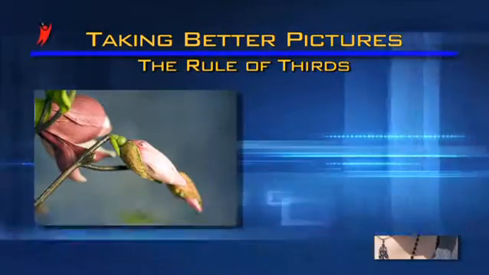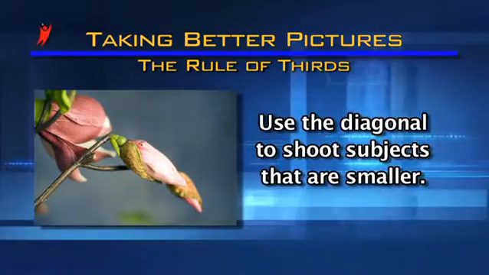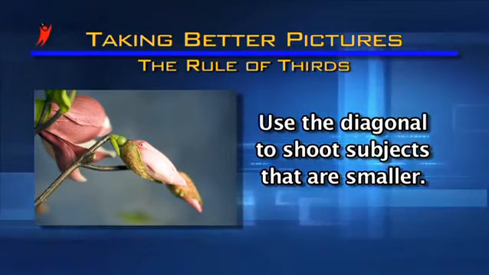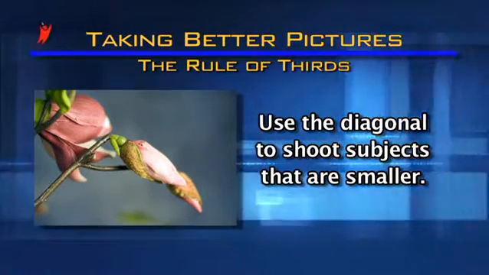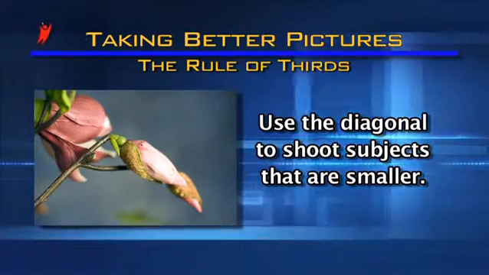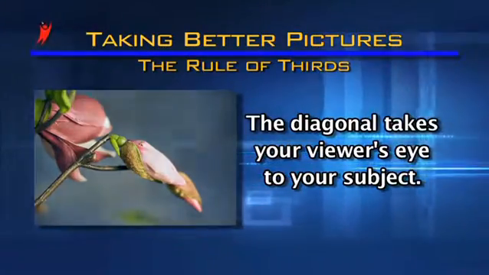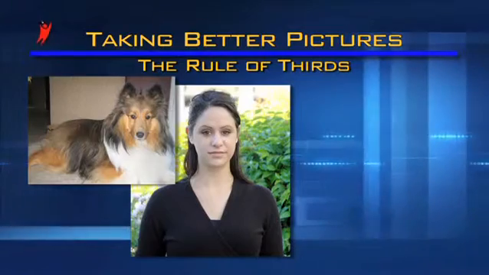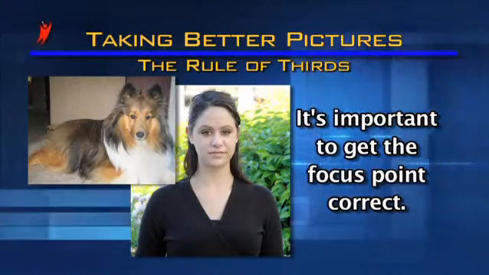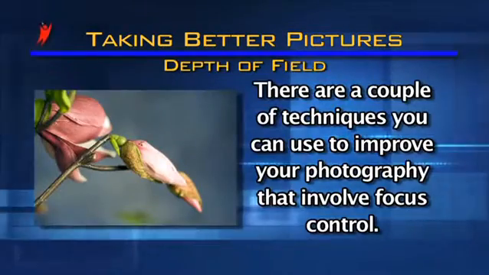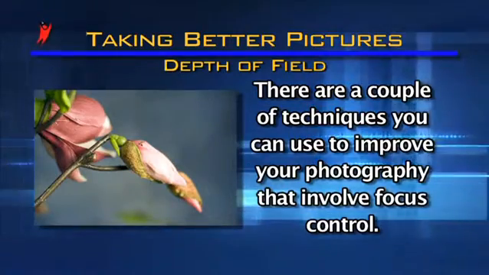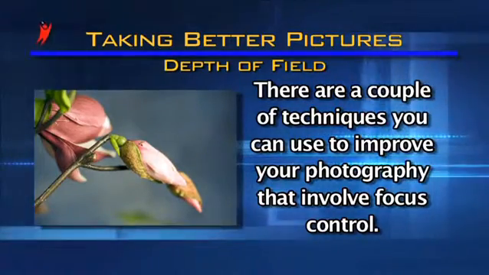Another thing to keep in mind is to use the diagonal to shoot subjects that are smaller. For example, this photo of a flower looks different and much more interesting. The diagonal takes the viewer's eye to your subject. When you're shooting people and animals, it's vitally important to get the focus point correct. There are a couple of techniques you can use to improve your photography that involve focus.